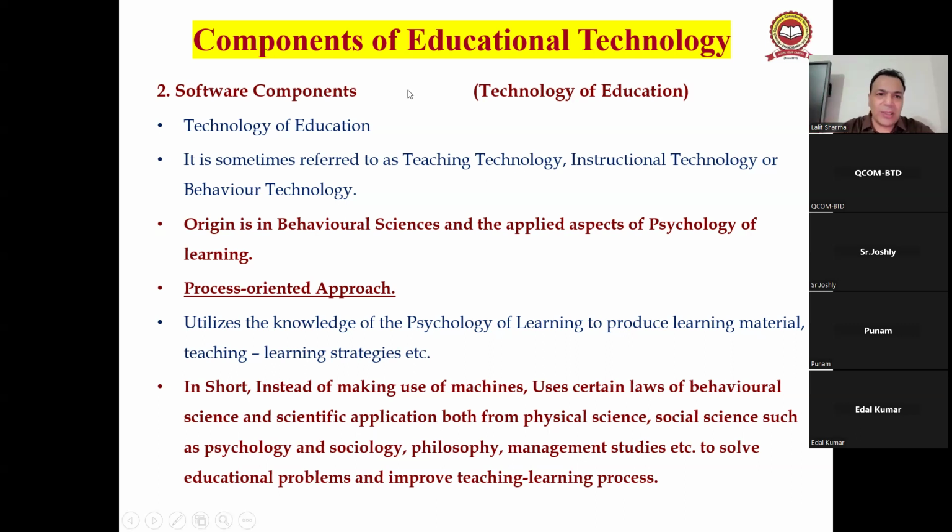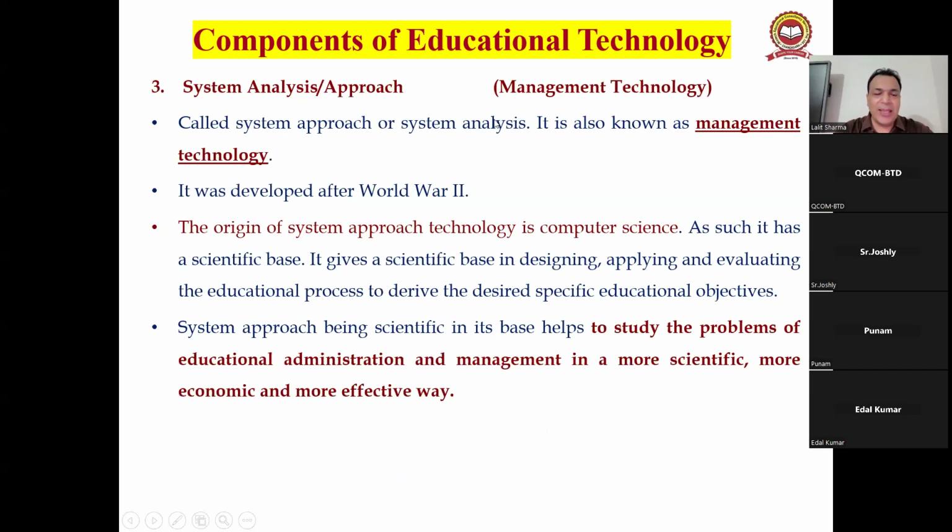Okay. Now, the third component is the system analysis approach. It is very much important. It is also called management technology, right? It was developed after World War II. The origin of the system approach technology is computer science. As such, it has a scientific base. It gives a scientific base in designing, applying, and evaluating the educational process to derive the desired specific educational objective. System approach, being scientific in its base, helps to study the problem of educational administration and management in a more scientific, more economic, and more effective way.